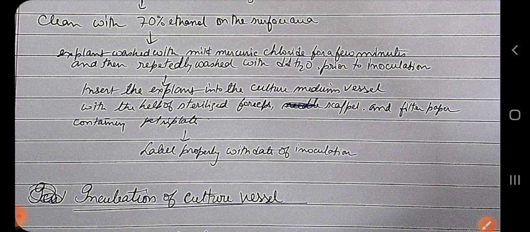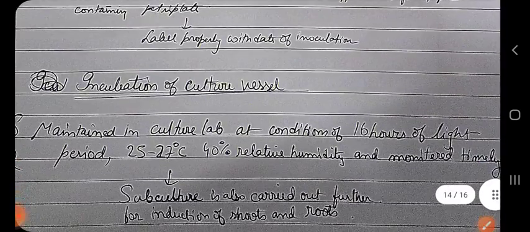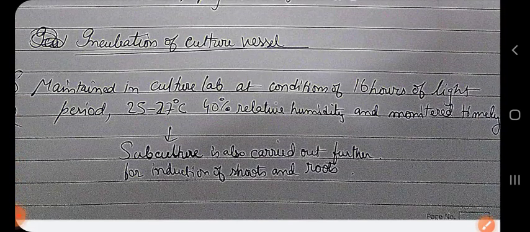We have to label properly the date on which you inoculated them, with the name of the plant. You can also give a code for the type of plant. Okay, then incubation of the culture vessel. Normally the culture vessels are maintained in the culture lab. Conditions of 25 to 27 degrees Celsius are maintained, with 40% relative humidity. Although I have said 50%, 40% relative humidity is also quite satisfactory for maintenance of the culture.